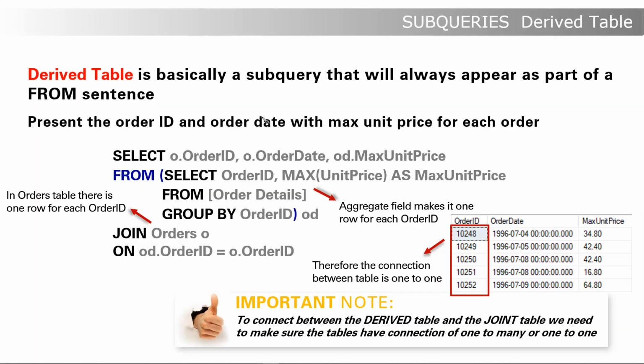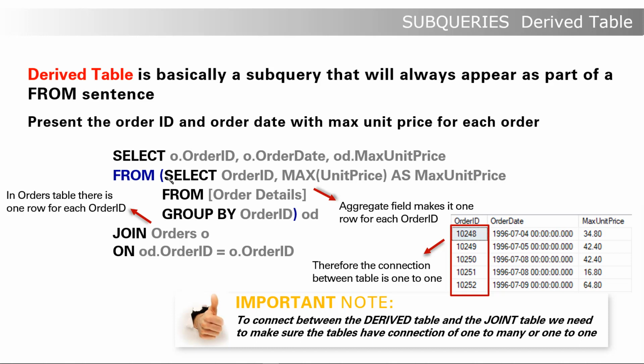In this tutorial, we will learn about the derived table. It's basically a subquery that will always appear as part of a FROM clause. Let's see an example. Present the order ID and order date with the max unit price for each order.